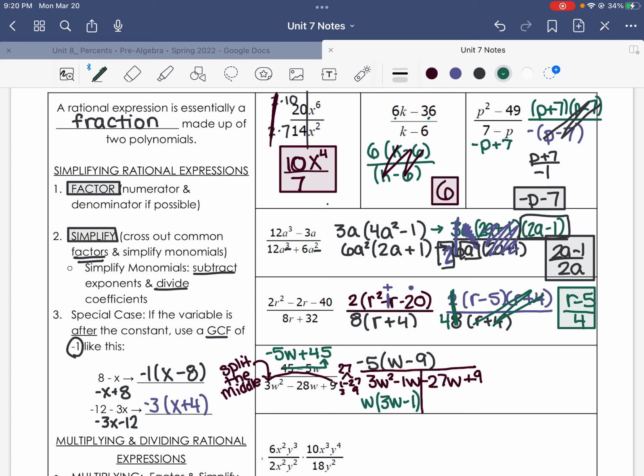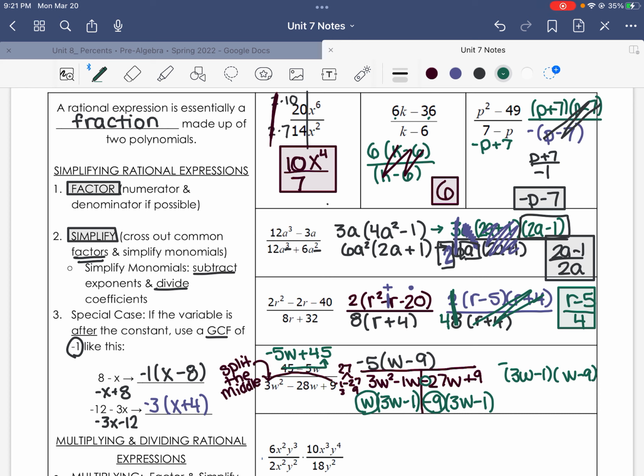Negative 27 and 9 can both be divided by 9. But since there's a negative in front, you need to make that negative 9. Negative 27 divided by negative 9 is positive 3w. Negative 9 divided by negative 9 is negative 1. So you've got your two 3w minus 1s. That's the first factor of the denominator. The other factor is w minus 9, the parts that we put out front.